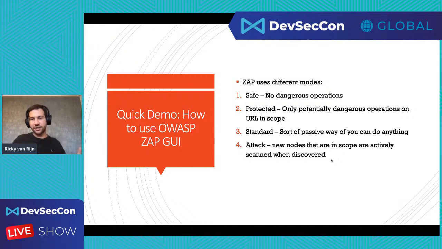The new nodes that are in scope are actively scanned when discovered. So when there are new URLs or another endpoint discovered, there's a choice that the crawler goes deeper into that or it just doesn't. In that way, that's more of an aggressive way to use OWASP ZAP.